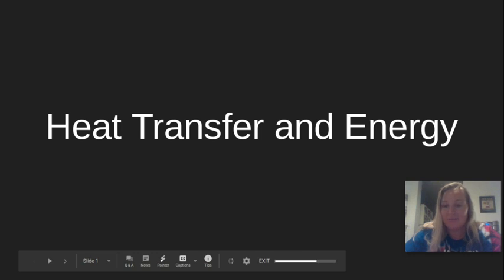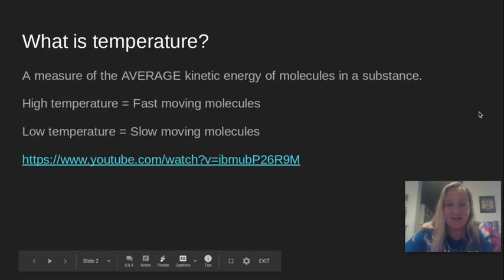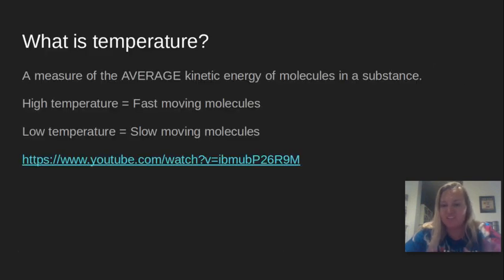All right, next up is heat transfer and energy transformation. So first off, let's talk about our vocab. So temperature. When we're measuring temperature, we're measuring the average kinetic energy of molecules in a substance.